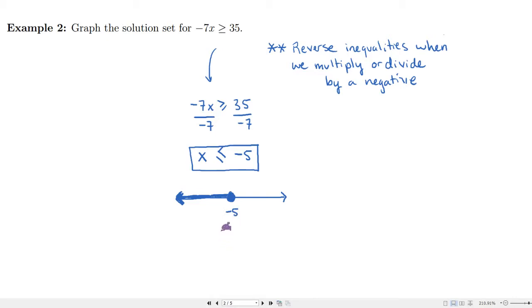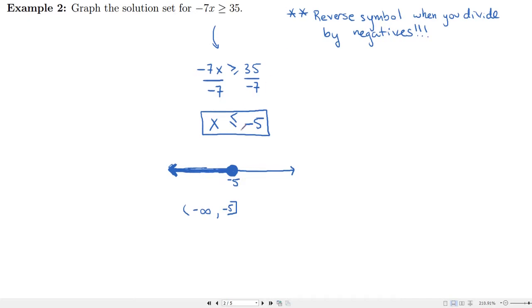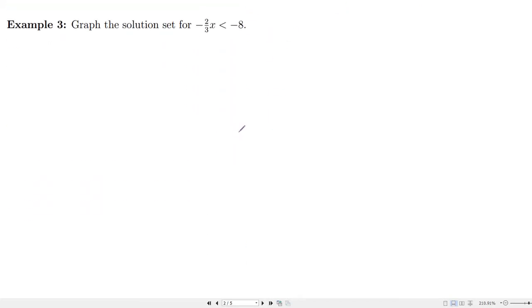Okay, and let's also write out the interval notation. So since this is including -5, that would be a bracket, and we'll put -5 here, and we're going to -infinity. So sometimes it's actually easier to write out the interval notation after you've graphed it like this. It's a little bit easier to actually see that interval visually. Okay, so how about this one?